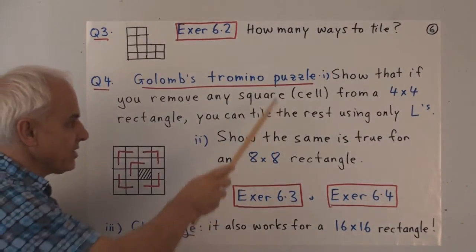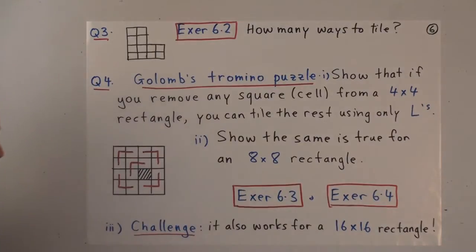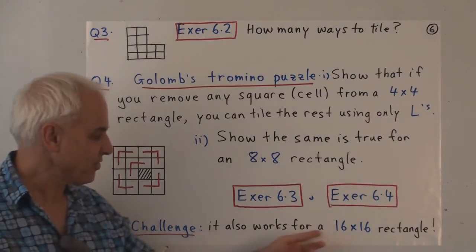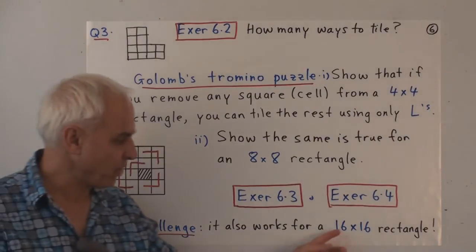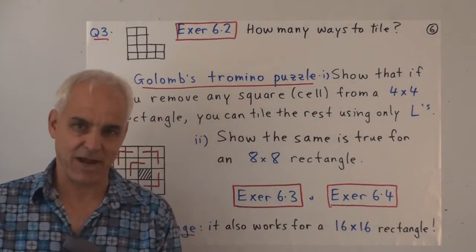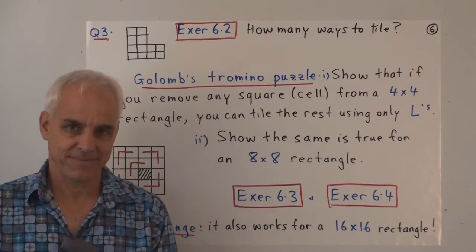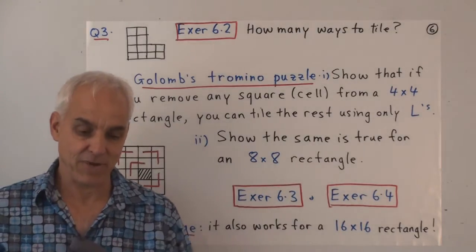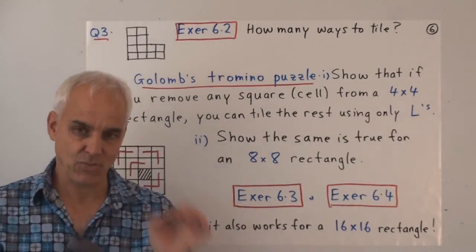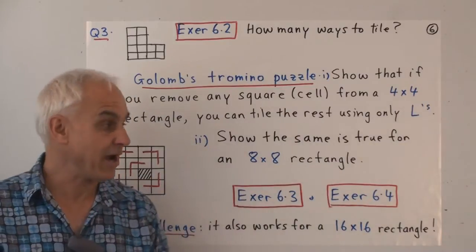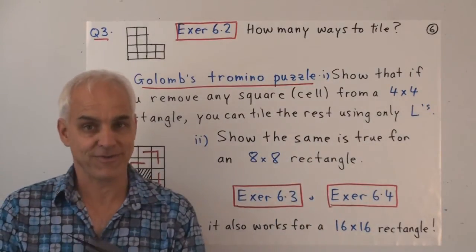So these are two exercises for you, and a challenge exercise, for those of you who want a little bit more meaty kind of thing to think about. This is quite challenging. Show that the argument also works for a 16x16 rectangle. All right, 16x16 rectangle, the same is true. Any square you remove, the rest can be tiled with L's.